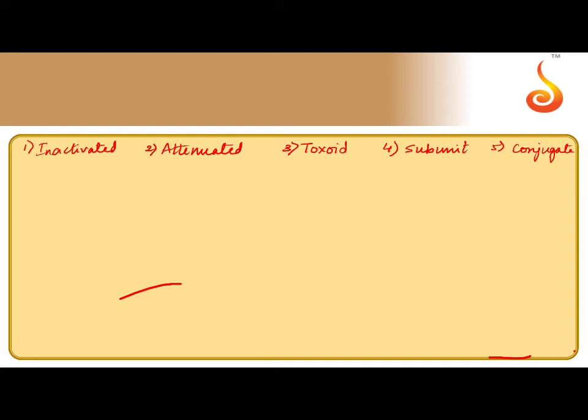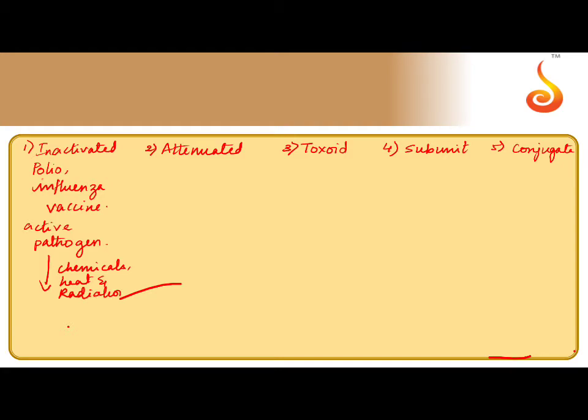The first one we learn is the inactivated one. Some examples of inactivated vaccines are polio and influenza vaccines. In this case, a previously active pathogen is being made inactive with certain agents such as chemicals, heat, and radiation. So they make it inactive.